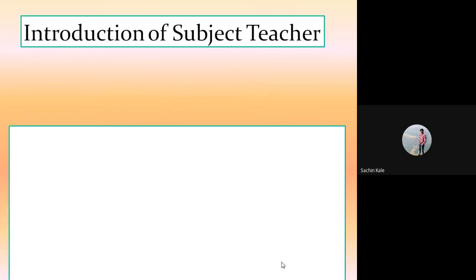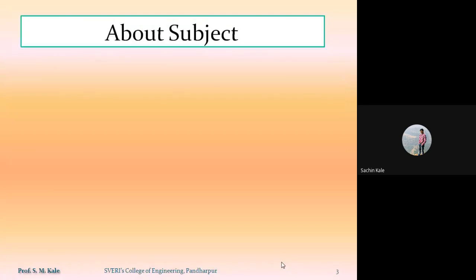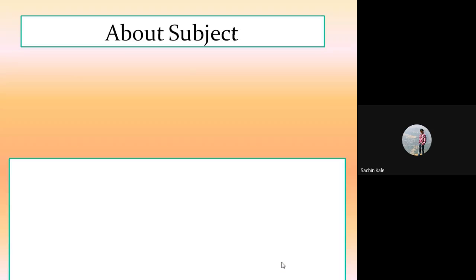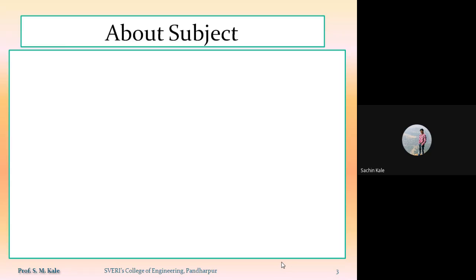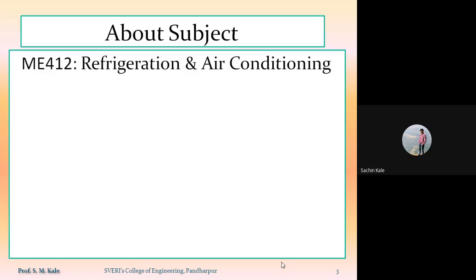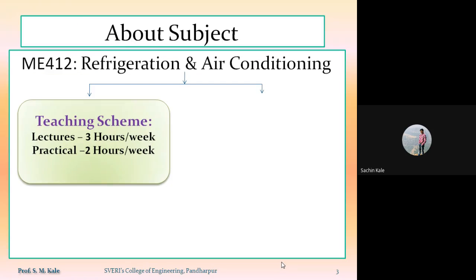In yesterday's lecture, we started the introduction to refrigeration and air conditioning. First of all, I gave my introduction. After that, we discussed the subject, before the syllabus. Our subject, refrigeration and air conditioning, is for first semester of BE Mechanical. This subject has theory as well as practical. The number of lectures allocated as per university curriculum is 3 hours per week, and practicals are 2 hours per week.